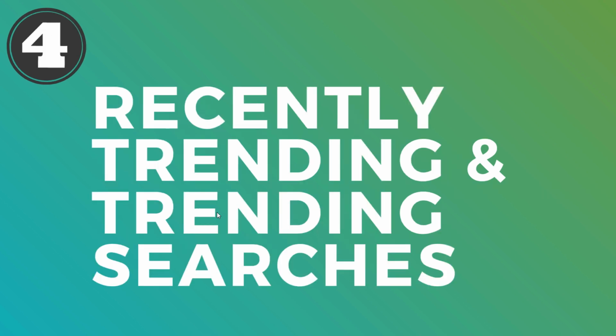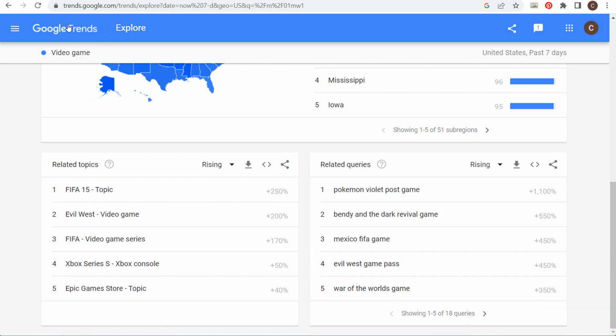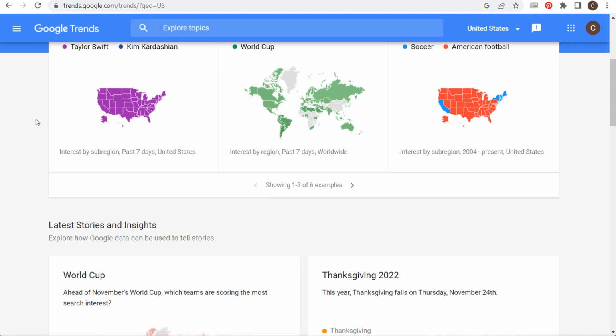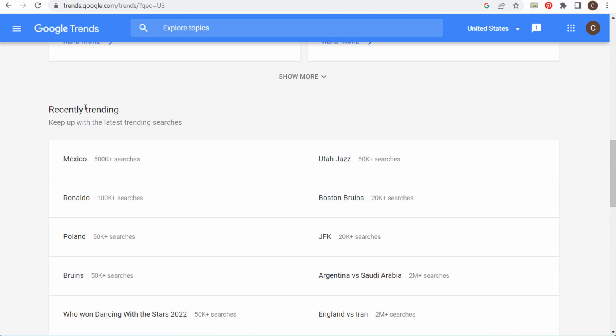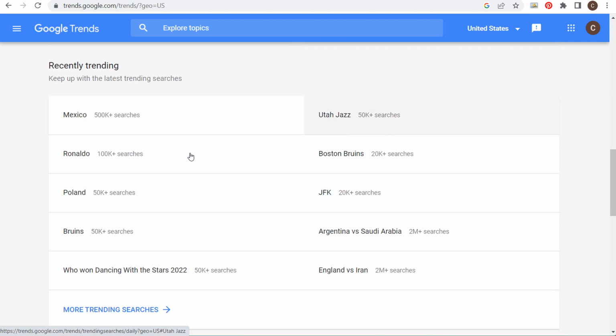Next is number 4, recently trending and trending searches. So if you're somebody who covers news, you need to know about this. Coming back to Google Trends and going back to the homepage. So if we scroll all the way to the bottom here, this is where we're going to see recently trending, keep up with the latest trending searches. So a lot of these, the World Cup is going on right now, and then we have Thanksgiving at the end of the week. So a lot of these are all geared towards the World Cup.